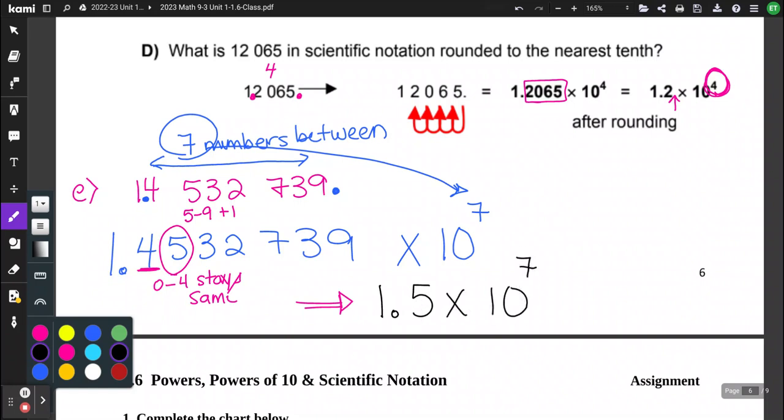So now what we've done is we've added every single rule that we've done so far. We've added our rounding rules, we've added our place values, we've added our powers rules, and now we're adding our multiplication rules. So this concludes lesson 1.6.